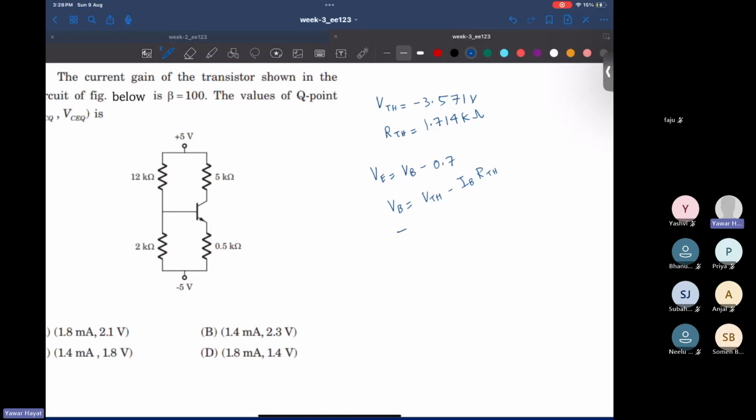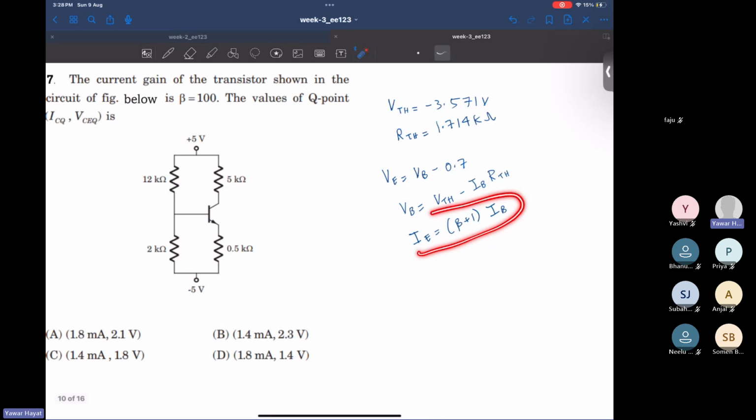And also your IE, what's that? It would be beta plus 1 times IB. Right? Beta is given. I'm assuming you all know this. Even if not, we did derive this one in the last session from the basic equation, so I'm not going to do that again. This would be 101 times IB. Okay. And now from this 0.5 kilo ohm emitter resistor, right?